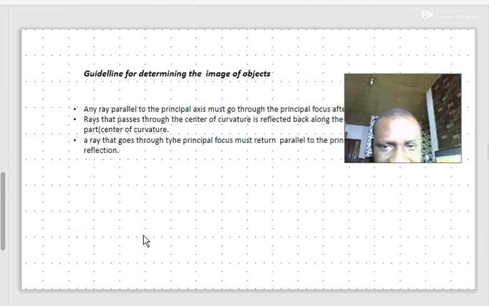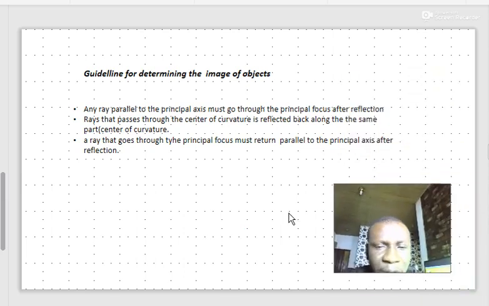Yeah, these are the guidelines for us to actually get images of objects correctly when they are placed in front of a curved mirror. Number one, any ray parallel to the principal axis must go through the principal focus after reflection. That was what we saw in the definition of the principal focus.